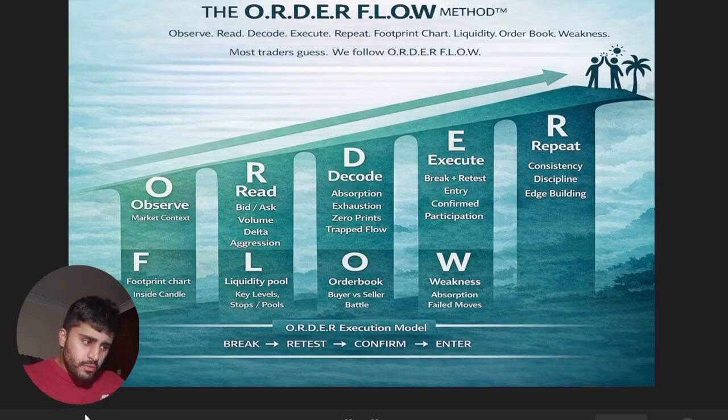You want to understand volume. You want to understand delta and aggression, right? Delta and aggression kind of mean the same thing. When you have a negative delta, it means sellers are being aggressive. When you have a positive delta, buyers are being aggressive. So you can call them buy volume, sell volume, delta, aggression.